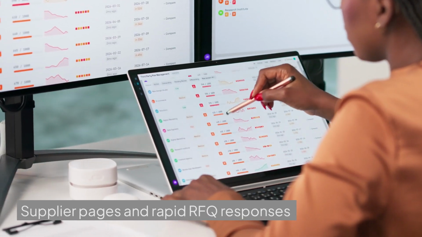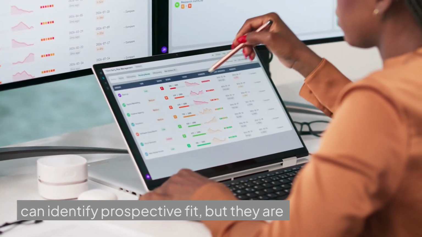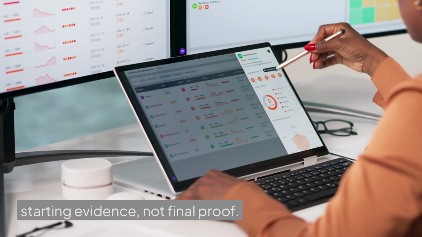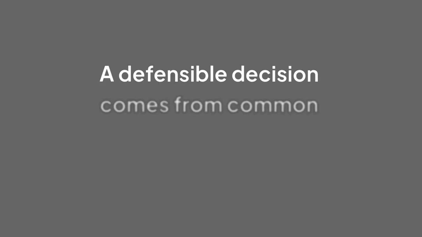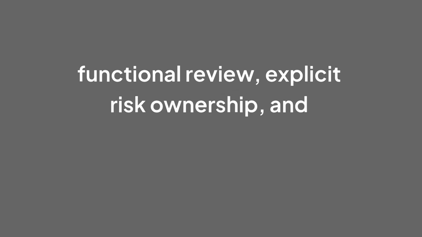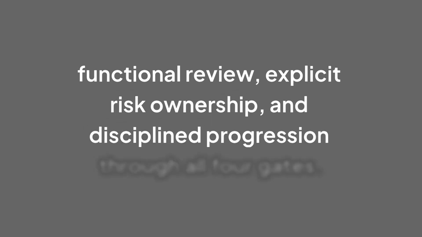Supplier pages and rapid RFQ responses can identify prospective fit, but they are starting evidence, not final proof. A defensible decision comes from common inputs, comparable documentation, cross-functional review, explicit risk ownership, and disciplined progression through all 4 gates.